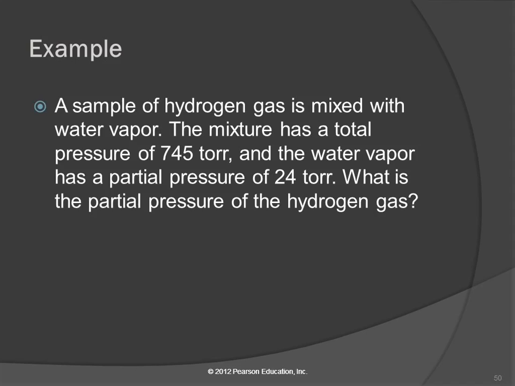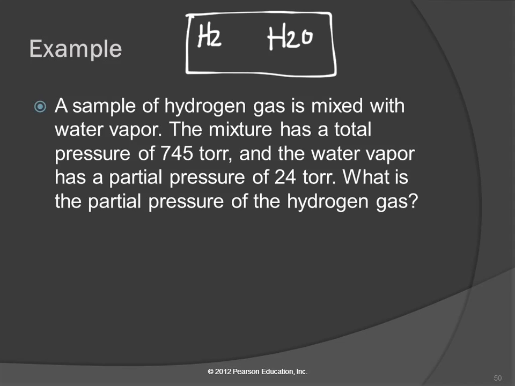A sample of hydrogen gas is mixed with water vapor. So we've got a mixture here. We've got hydrogen gas and we've got water in the gas state, 2 gases. The total pressure is 745 torr. The water has a partial pressure of 24. So this guy's 24. What's the pressure of the hydrogen gas? What should we do?